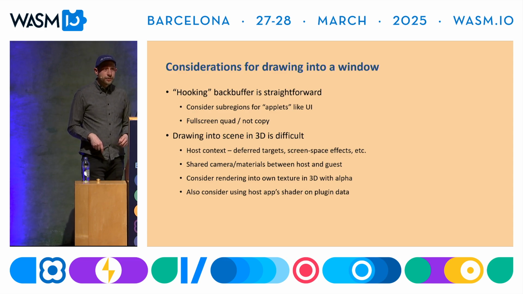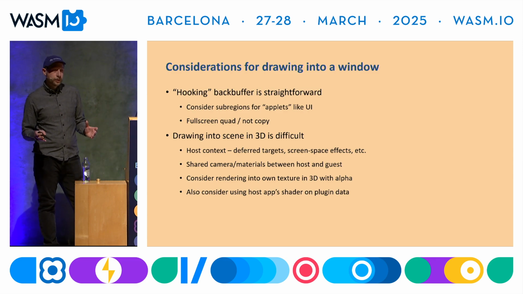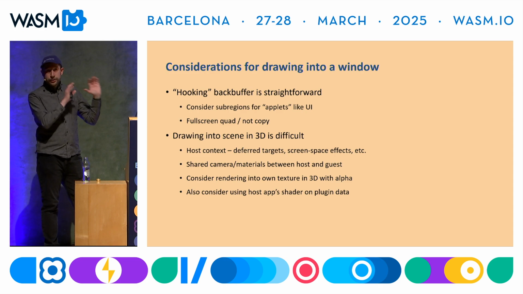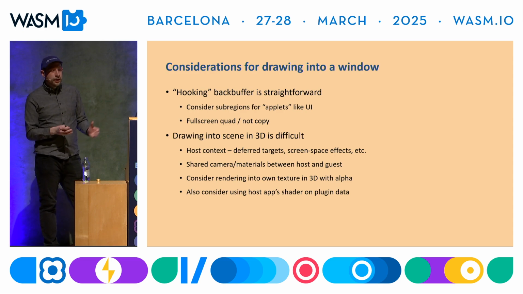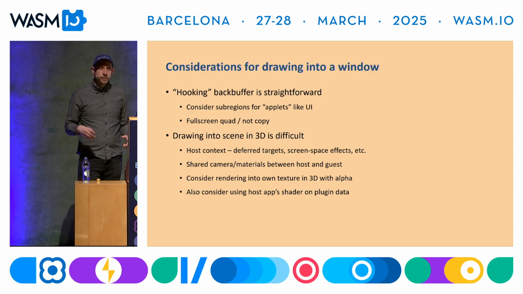And so an approach we found that works pretty well is rendering your own data in 3D, passing basic camera information over, basic matrices over to the Wasm guest, rendering into your own texture with alpha, and then just compositing that as a 2D texture onto the window. And so that, you can kind of control what aspects you write to. You can still do things like screen space effects with different channels, but you can remain agnostic of the actual rendering environment for the host app itself.